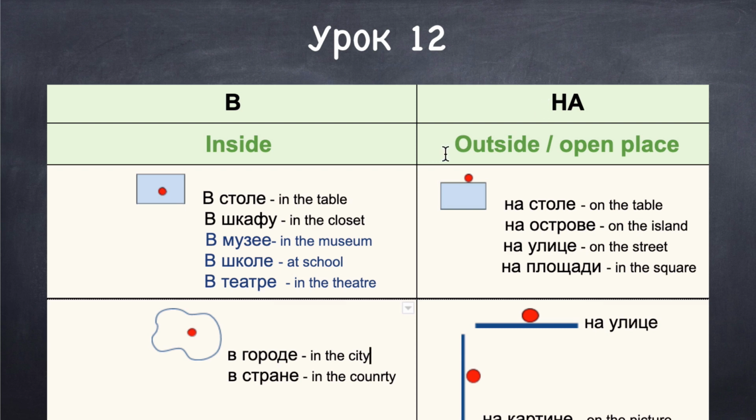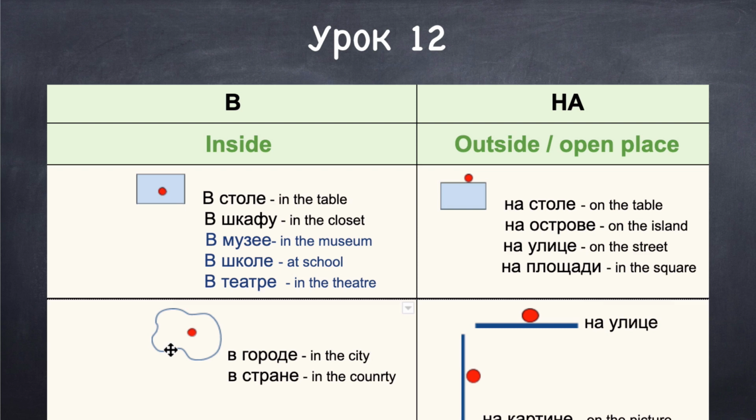Preposition НА means outside in an open place. So if you visualize something that is placed in an open space, there are no visible borders, no ceiling, then use preposition НА. На столе. Something is on the surface of the table. На острове. On the island. На улице. On the street. На площади. In the square.